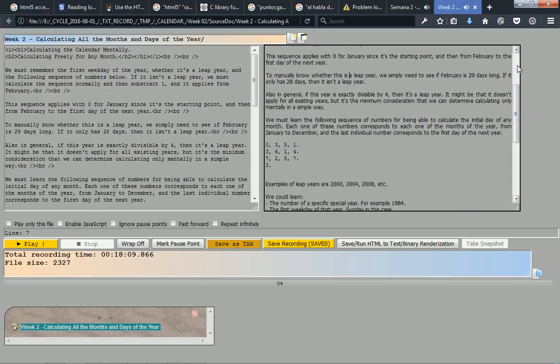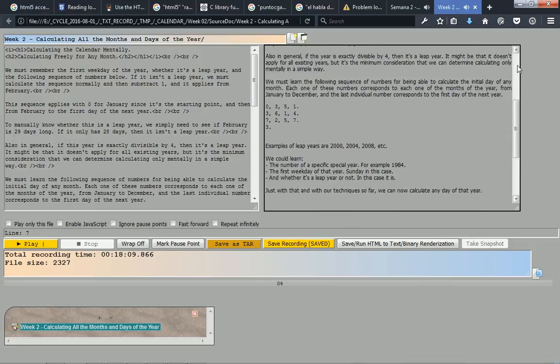To manually know whether this is a leap year, we simply need to see if February is 29 days long. If it only has 28 days, then it isn't a leap year. Also, in general, if this year is exactly divisible by 4, then it's a leap year. It might be that it doesn't apply for all existing years, but it's a minimum consideration that we can determine calculating only mentally in a simple way.